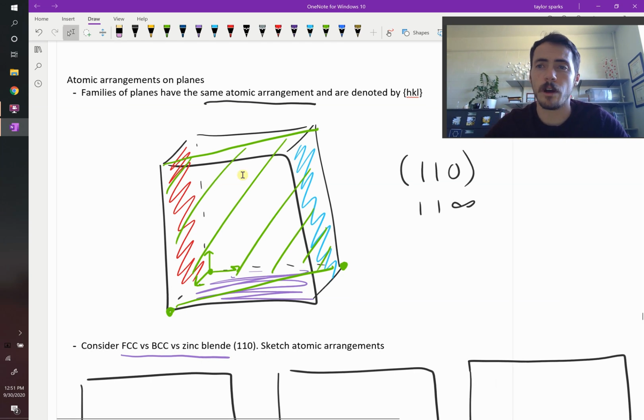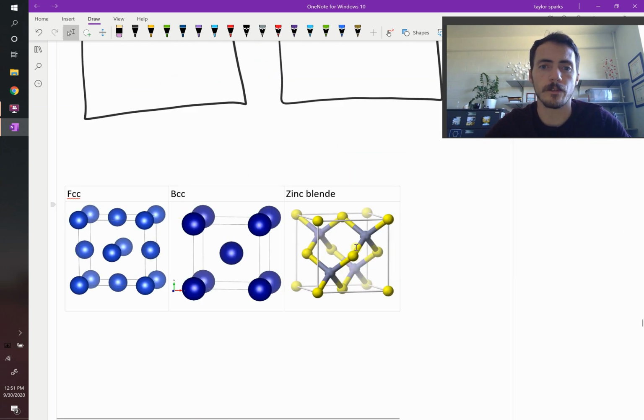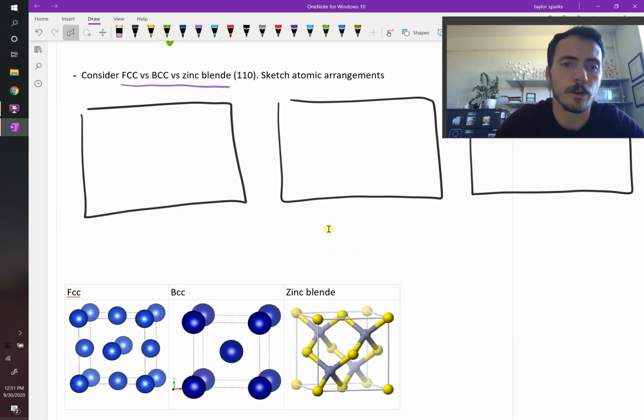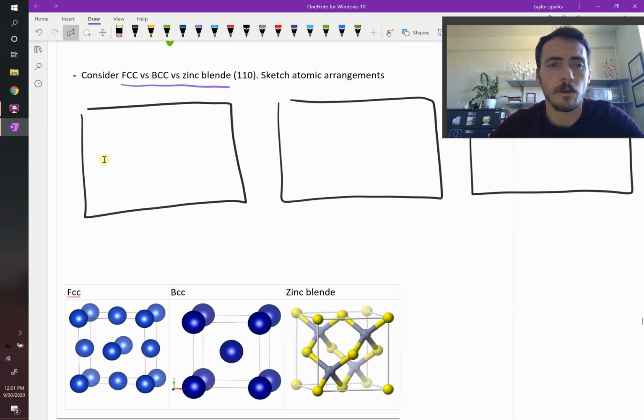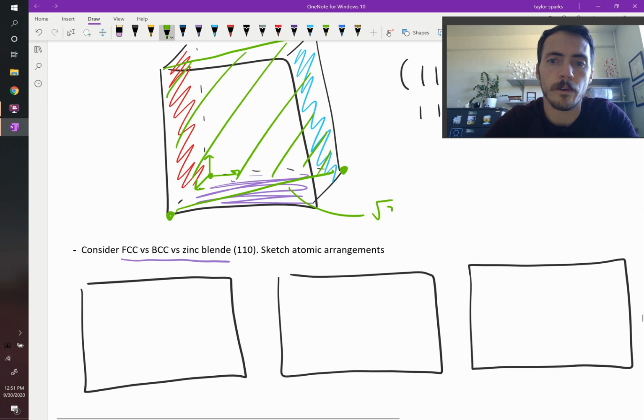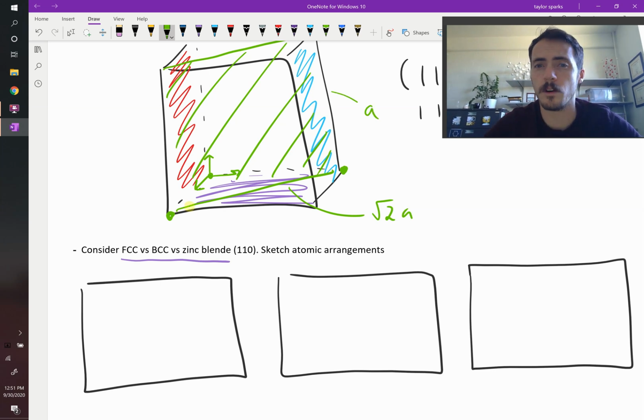Now, we're going to draw the atomic arrangement for these three different crystal structures, FCC, BCC, zinc blende. Notice that these templates we're drawing on are a rectangle, not a square. Well, that's right, because this distance right there is square root of 2 times a, but this distance right there is just a. So the bottom is longer than the sides.